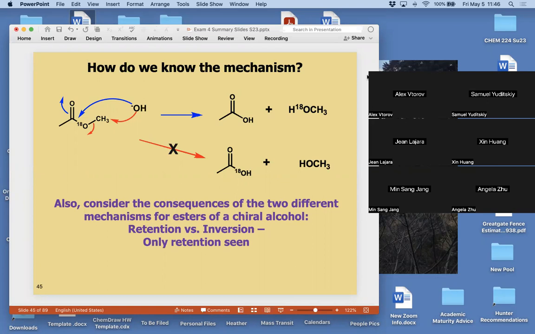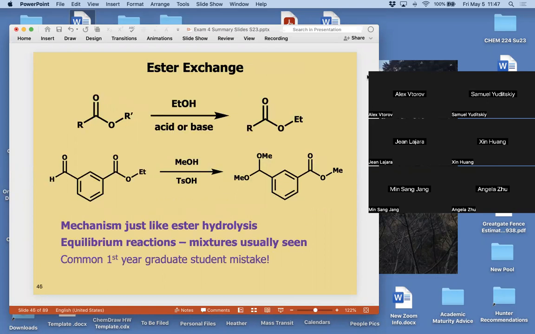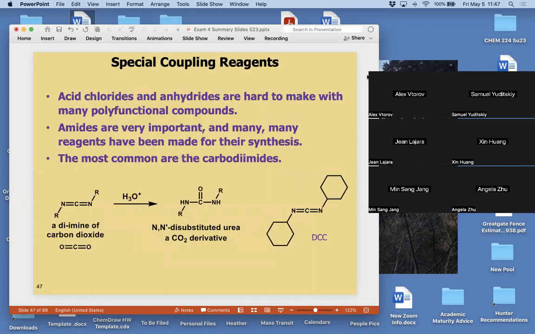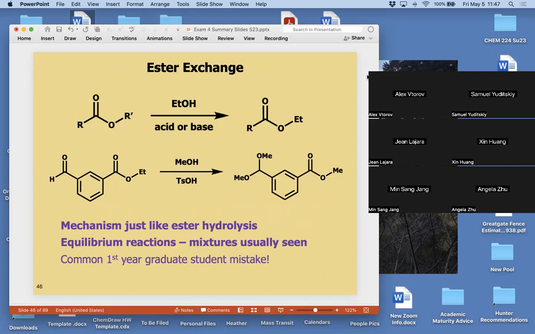I hope you all understood this. Ester exchange, I need to add a slide because I thought I had it in here. Ester exchange is used to make biodiesel. We'll just leave it at that. I mean, it's not testing, but it's used on a huge scale to convert triglycerides into esters of fatty acids, and it's biodiesel. And actually, there's an orgo lab I've seen where people make their own biodiesel.